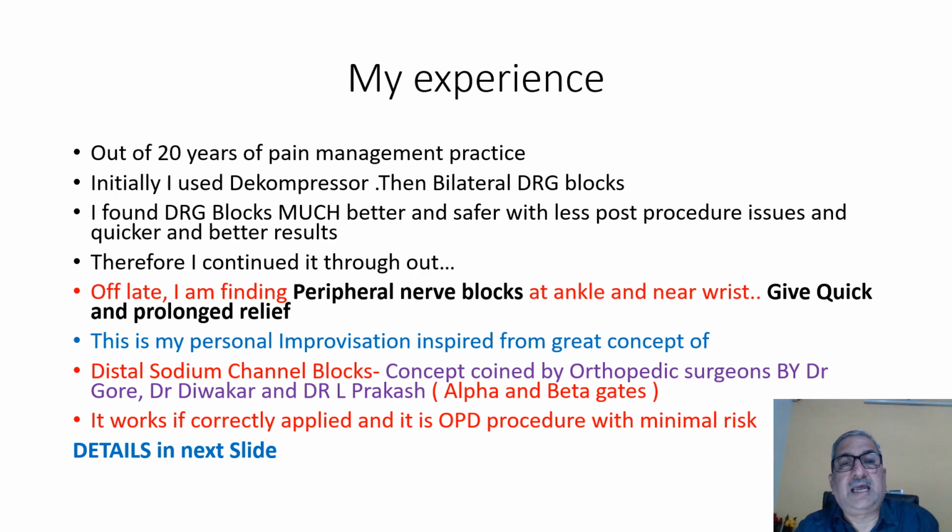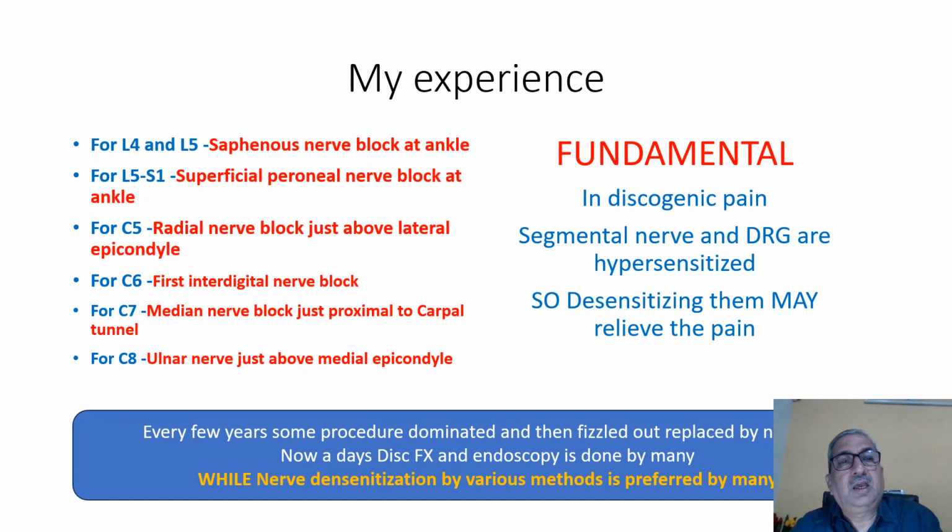Coming to the next slide. For L4 and L5, what I do is the saphenous nerve block at the ankle. For L5S1, I block the superficial peroneal nerve at the ankle. For C5, the radial nerve block is given just above the lateral epicondyle. For C6, the first interdigital nerve block is given. For C7, the median nerve block just proximal to the carpal tunnel is given. For C8, the ulnar nerve just above the medial epicondyle is blocked.